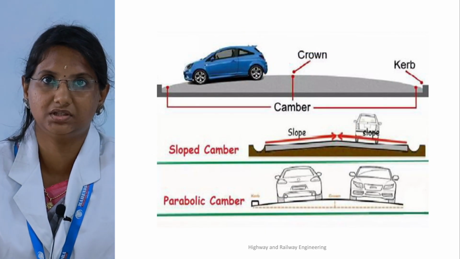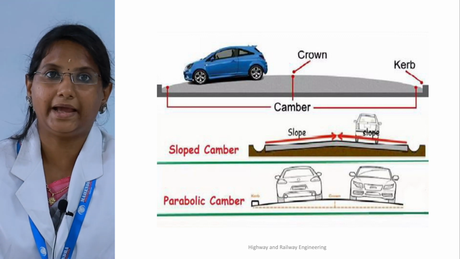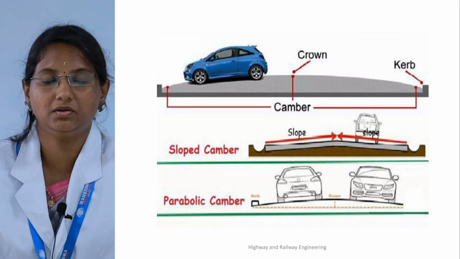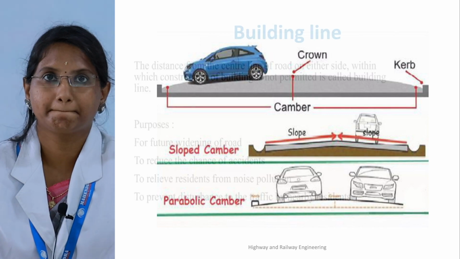It's a picture which shows the camber. In camber we have two types, one is a sloped camber and another one is a parabolic camber.